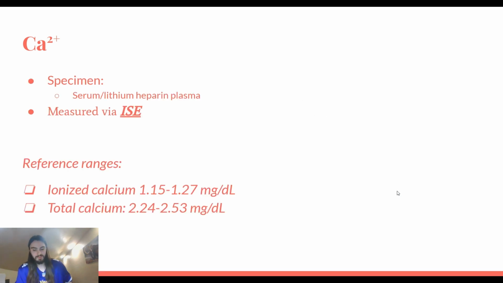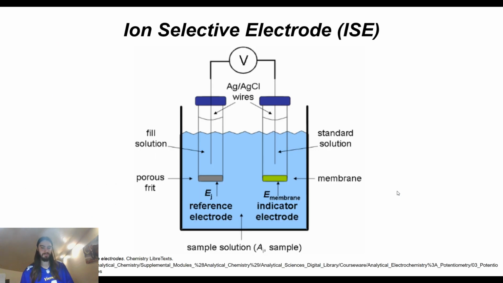Specimen type for calcium: serum and lithium heparin, measured via ion selective electrode, and those are a couple of reference ranges. Sometimes calcium measurements can be different for adolescents and children due to extra bone growth that's going on there. So that's maybe a different set of reference ranges.